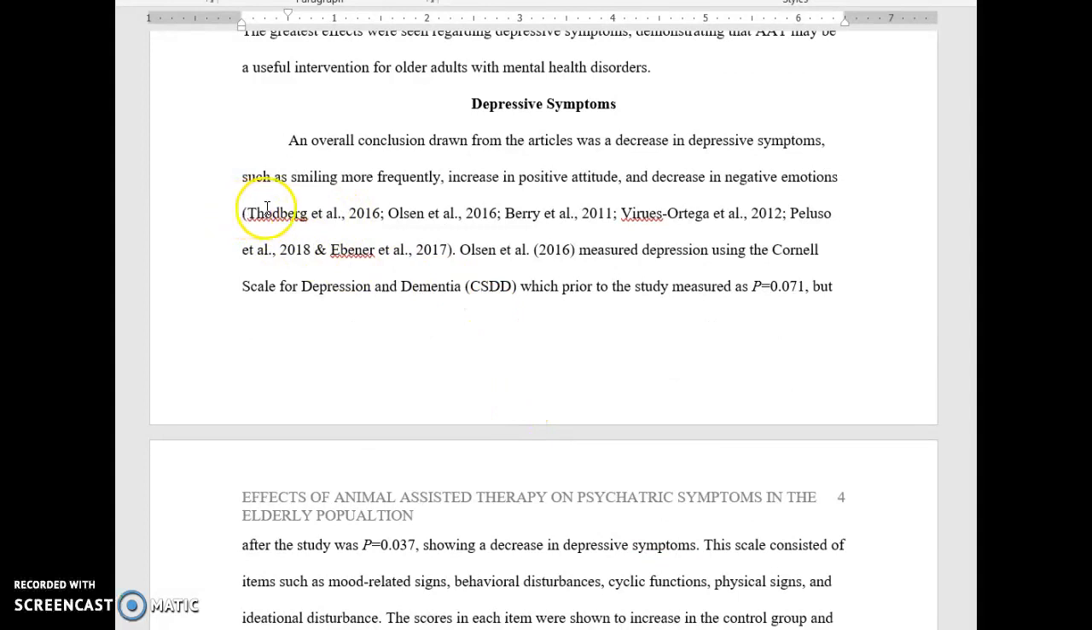Remember your APA here that when you have multiple authors within the same citation, they should be in alphabetical order by the primary author's last name. So Berry et al. should be first. They should be separated here, yep, by a semicolon, but you do not put the "and" here. If this is a separate study, you need a semicolon, don't use the "and."